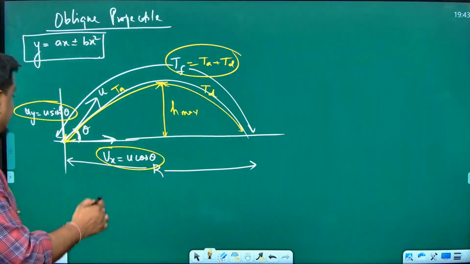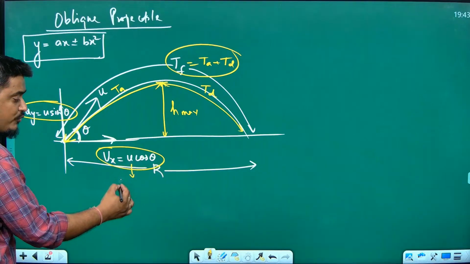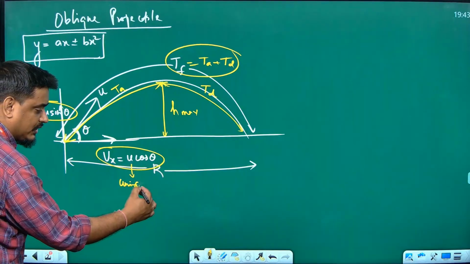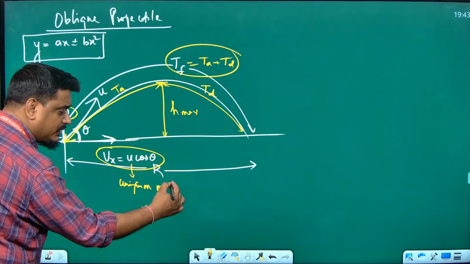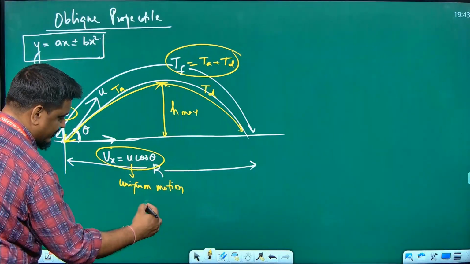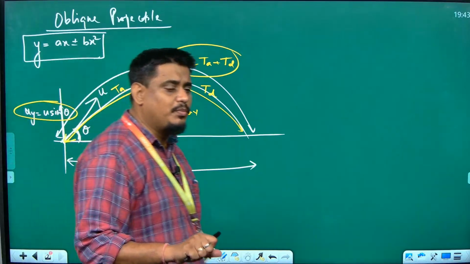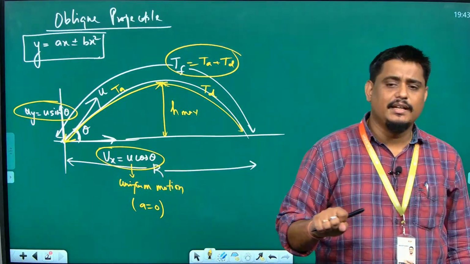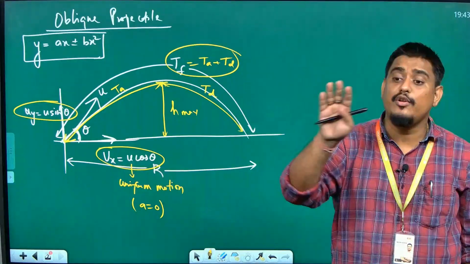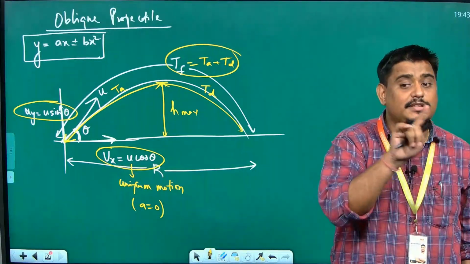How? This velocity is a uniform velocity or uniform motion. What is the meaning of uniform motion? There is no acceleration. Uniform motion means velocity remains the same. You are driving a bike at 2 meter per second for 10 minutes, then you are in uniform motion. Your acceleration will be 0.